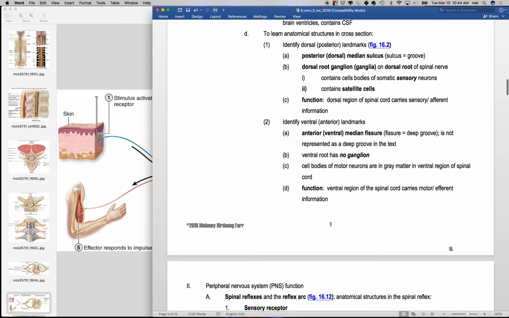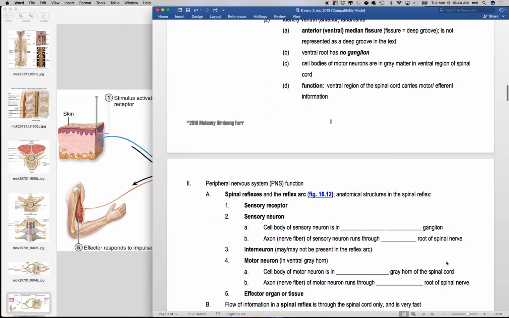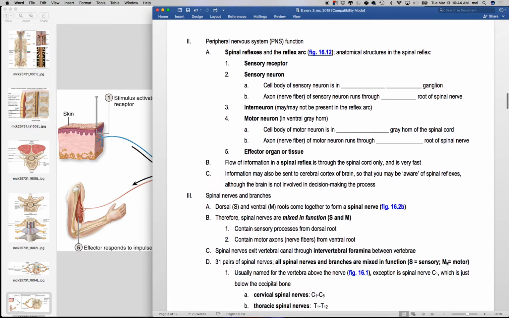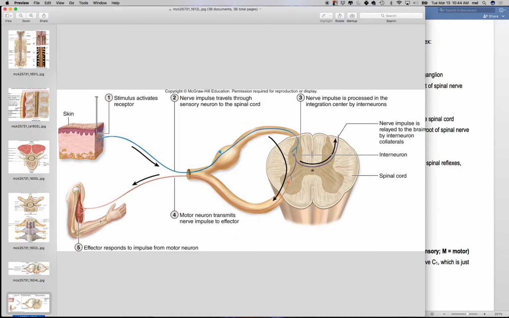Okay, so we already did learn anatomical structures in cross-section. I already taught you guys this. So basically, dorsal half or back half is sensory, ventral half or front half is motor. So now I want to practice a spinal reflex. You ready? Okay, so looking at a spinal reflex with the anatomical structures in front of me, I want you guys to look at this picture real quick, and I want you to see if you can tell me what kind of sensation and what kind of motor activity this picture represents.